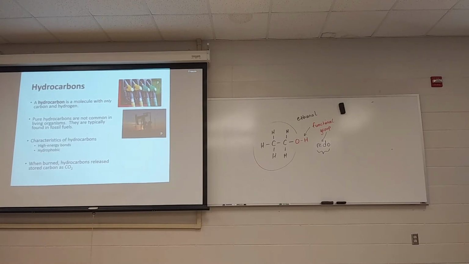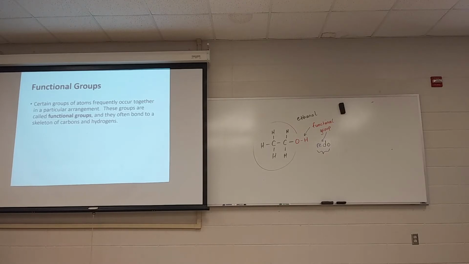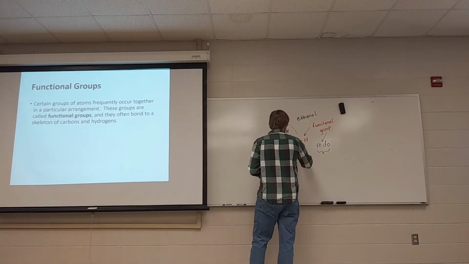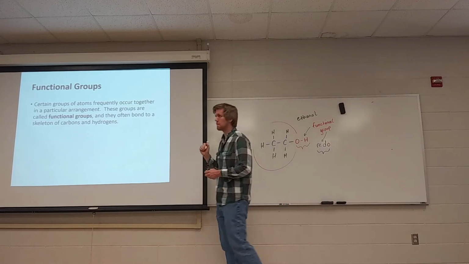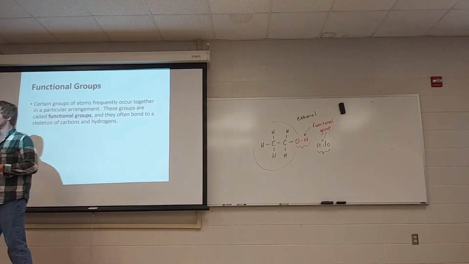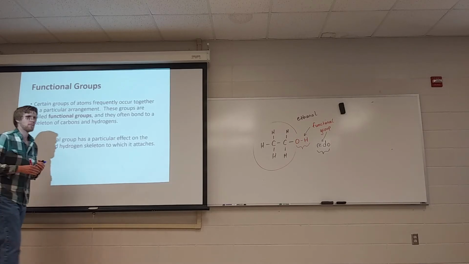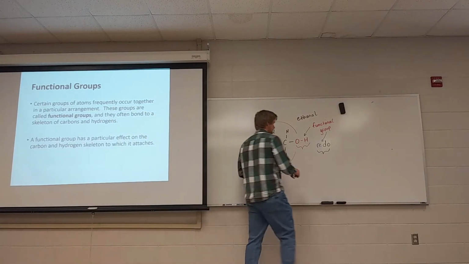So here is all of that typed up on the PowerPoint. Certain groups of atoms frequently occur together in a particular arrangement. For instance, the O and the H. These groups, these arrangements that we see, are called functional groups. And what they do is they bond to a skeleton of carbons and hydrogens, and then that has a particular effect on the carbon and hydrogen skeleton to which it attaches. It changes the properties of the entire molecule.